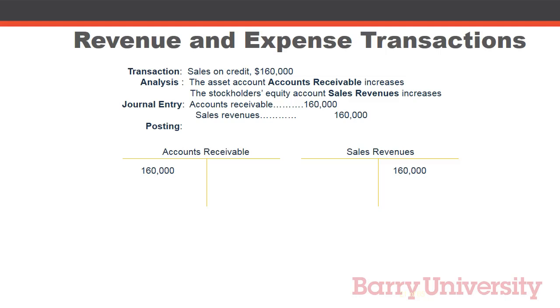So in this case, we increase sales revenue with a credit, and we're owed the money. We made the sale on account. We increase an asset called accounts receivable by $160,000. Assets equal liabilities plus stockholders' equity. Left-hand entries, debits equal credits.